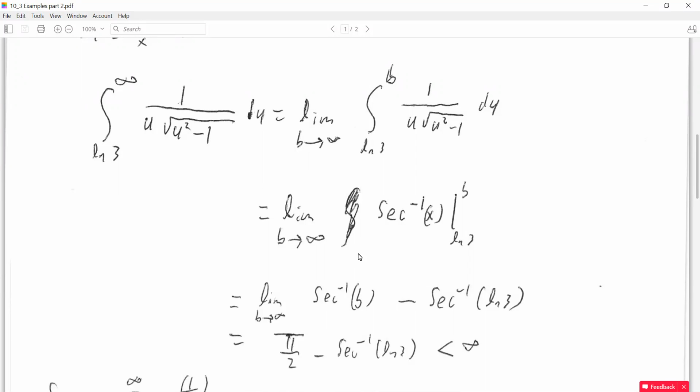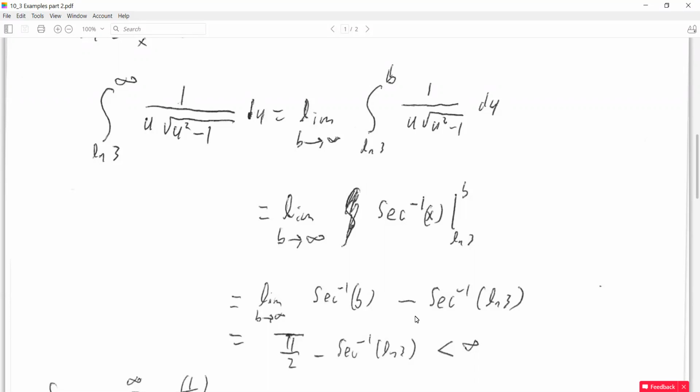Now, the inverse secant, that's 1 over the cosine. So 1 over the cosine has to head to infinity. That means the cosine has to be going to 0. And if we think, okay, what angle has a cosine of 0? That's pi over 2. So we get pi over 2 minus the inverse secant of log 3.